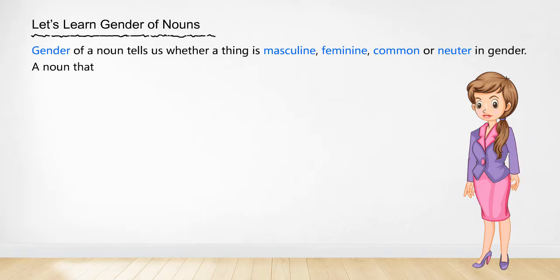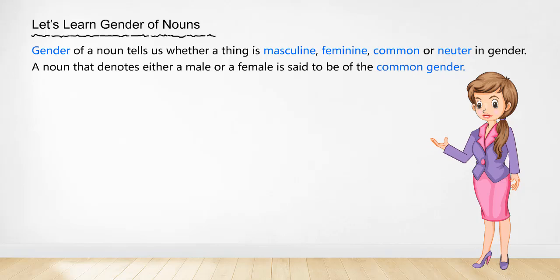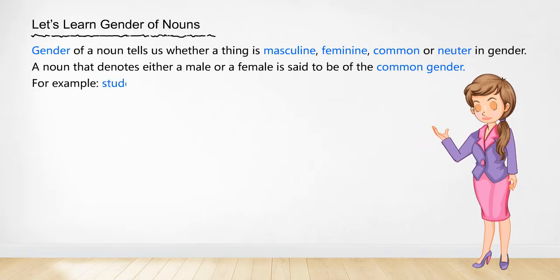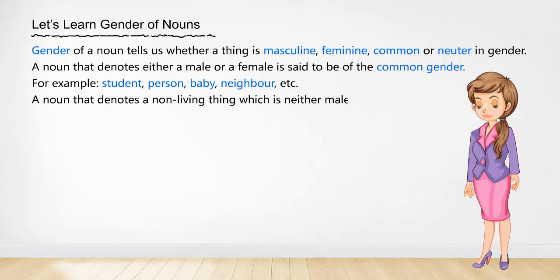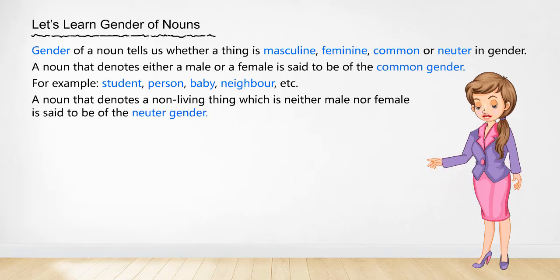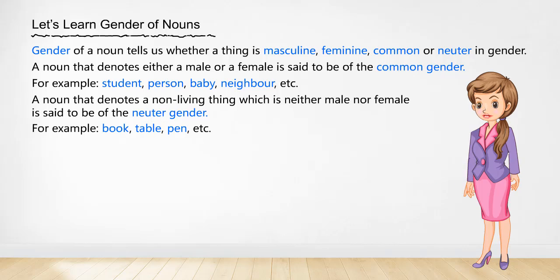A noun that denotes either a male or a female is said to be of the common gender. For example, student, person, baby, neighbor, etc. A noun that denotes a non-living thing, which is neither male nor female, is said to be of the neuter gender. For example, book, table, pen, etc.